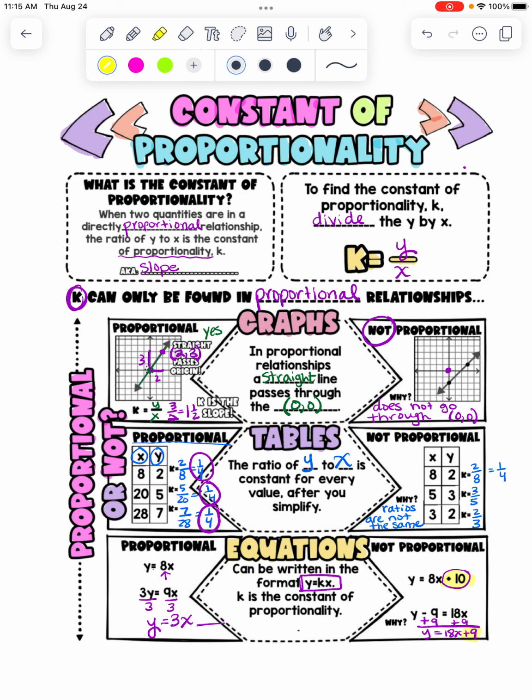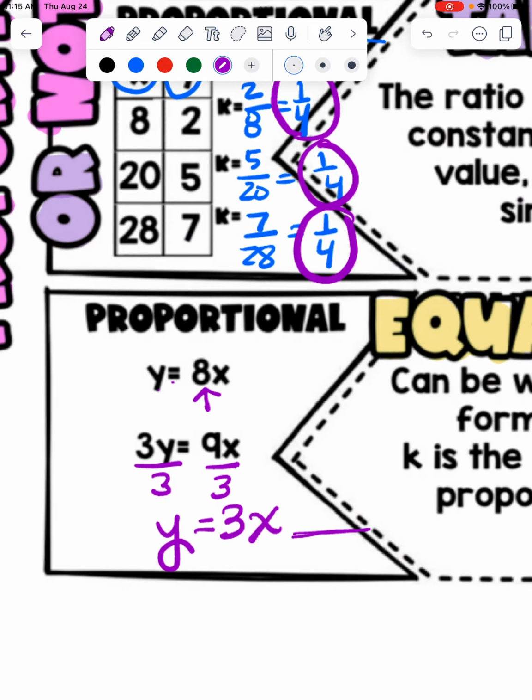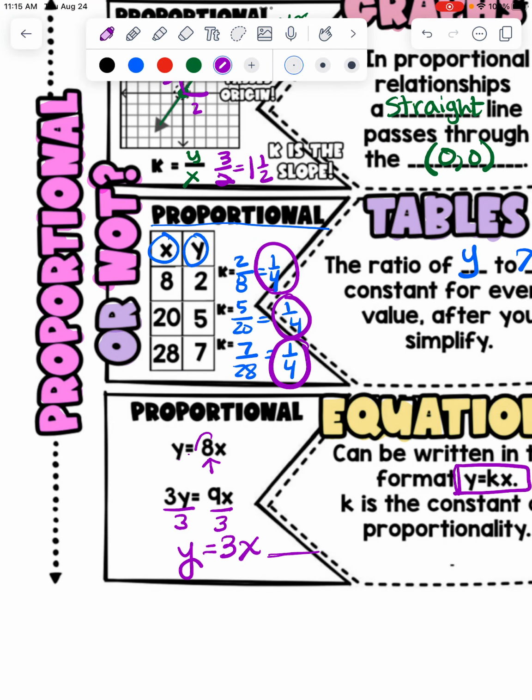Also, we did talk about how you could find the constant of proportionality from the graph and from the table. To find it from the equation, it's just this number in front of x. But you have to have it in the form y equals kx first. So then it would be 3 for this one and 8 for this one.